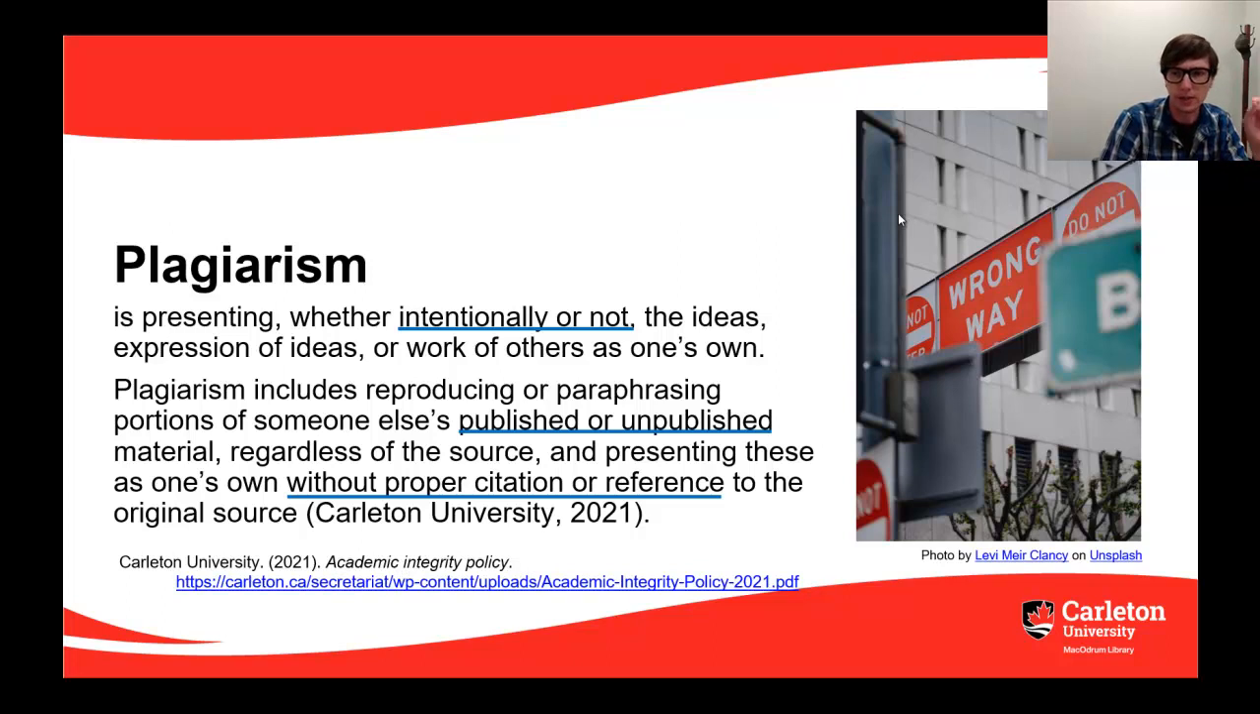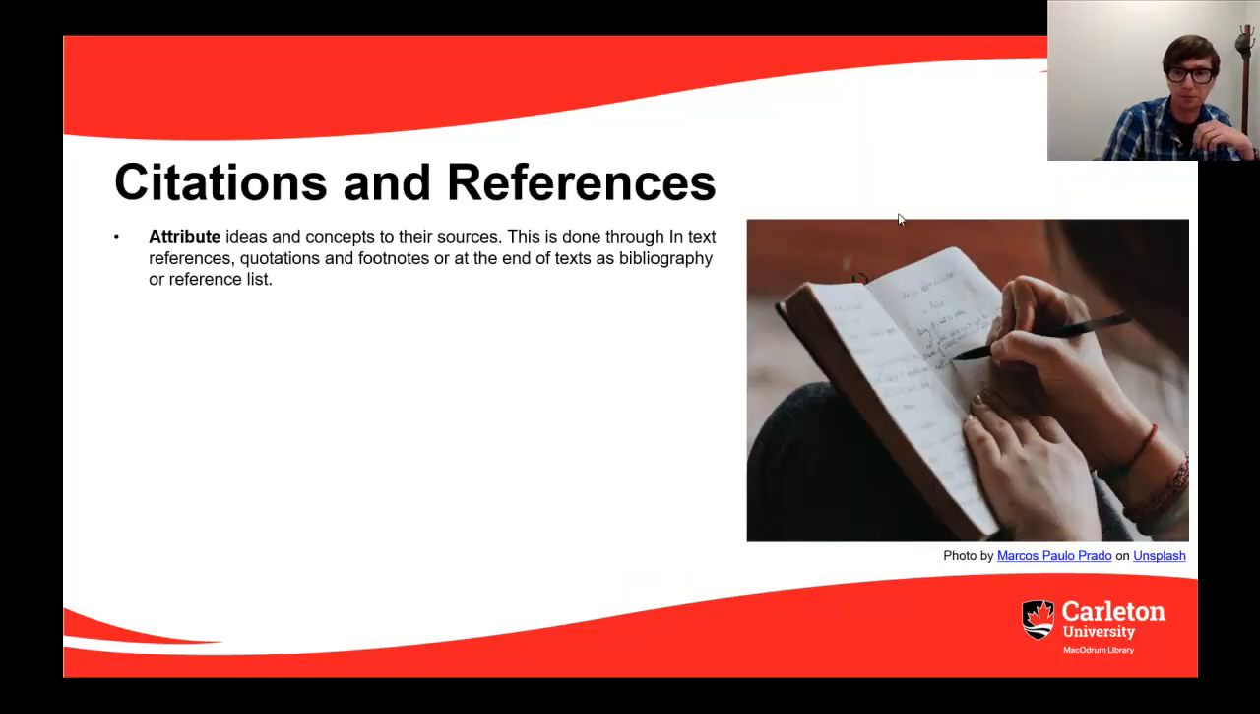So how do we avoid plagiarism? We can use things like citations and references to point people to where we got our information. Again, this is very important. When we say things like citations and references, what do we mean by that? Citations and references attribute ideas and concepts to their sources, and this is done through in-text references, quotations, and footnotes, or at the end of texts such as a bibliography or a reference list.